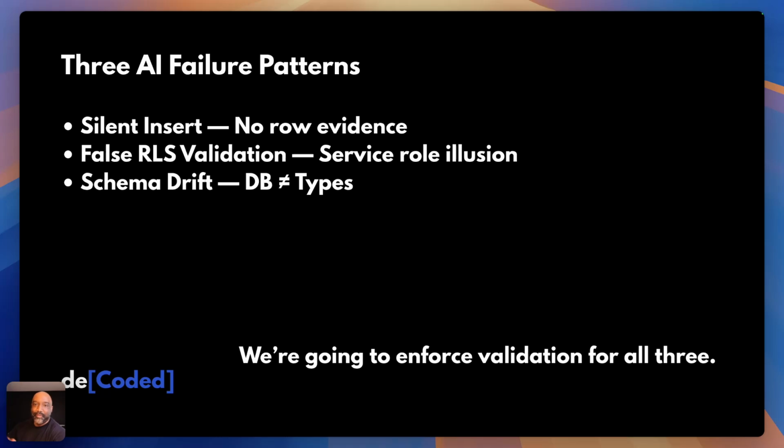We're going to look at 3 common failures in AI-generated Supabase. First, silent inserts, where no row evidence is returned. Second, false row-level security validation, where a service role success hides broken policies. And the third is schema drift. That's where the database changes, but TypeScript types don't. And we're going to enforce validation on all 3.